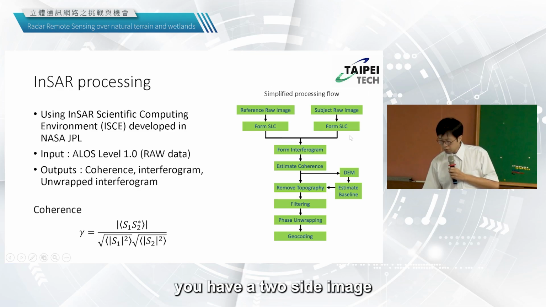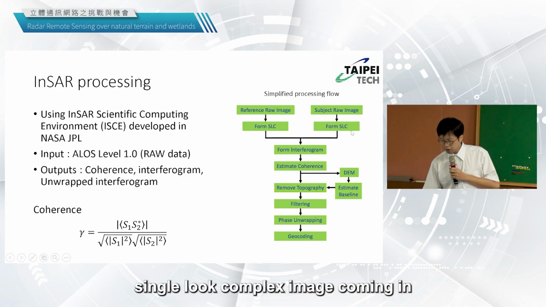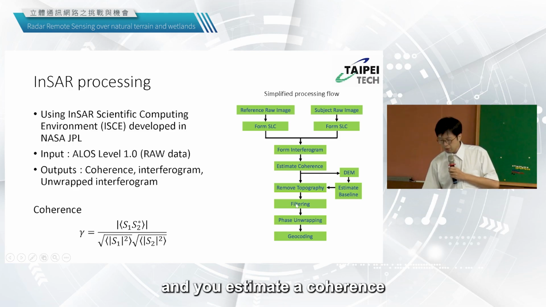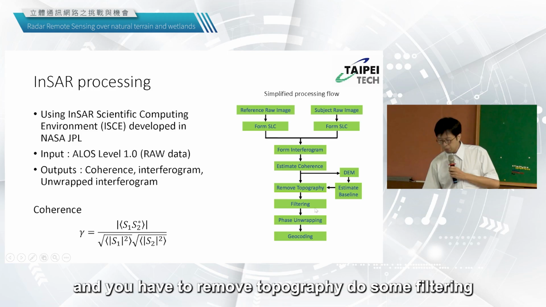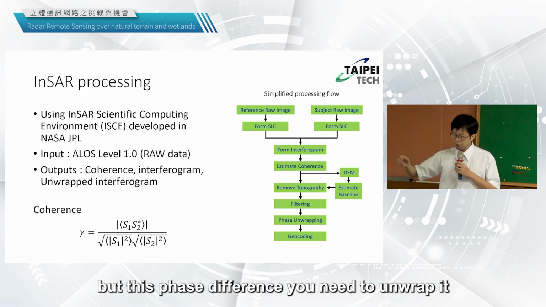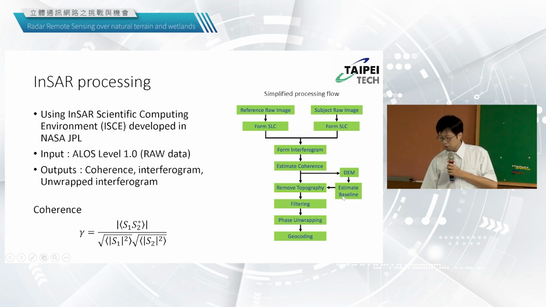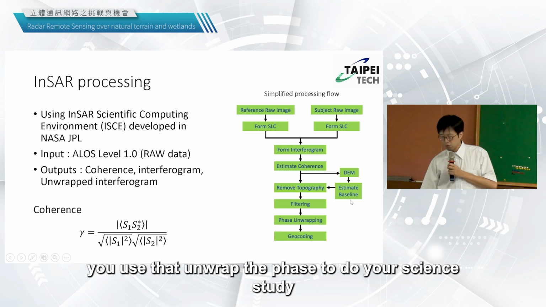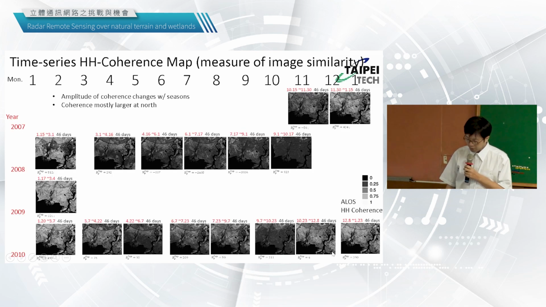You have two SAR images, single look complex images, coming in, and you form the interferogram, and you estimate the coherence. And you have to remove topography, do some filtering, then you get a phase difference, right? But this phase difference you need to unwrap. Then you use that unwrapped phase to do your science study.